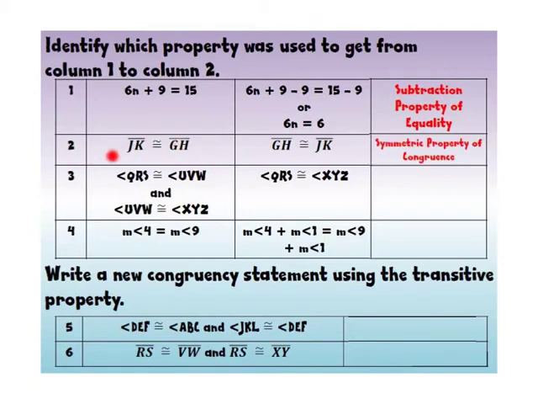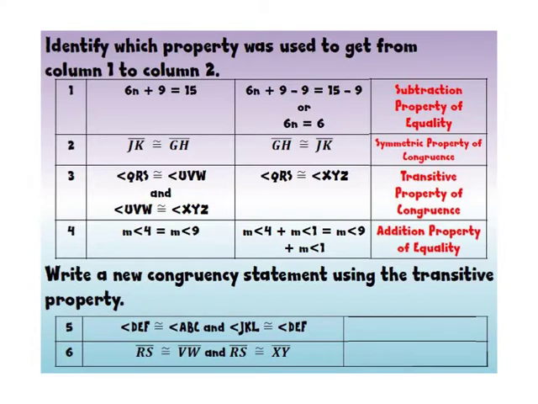In the third example, angle QRS is congruent to angle UVW, and angle UVW is congruent to angle XYZ. Since both of these angles are congruent to the same angle, they are congruent to each other. Angle QRS is congruent to angle XYZ, so we are using the transitive property of congruence. In example 4, the measure of angle 4 equals the measure of angle 9. Over here, we have added the measure of angle 1 to the measure of angle 4, and the measure of angle 1 to the measure of angle 9. So we have used the addition property of equality.